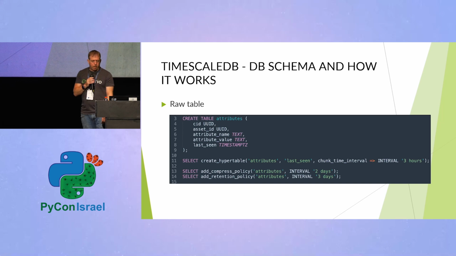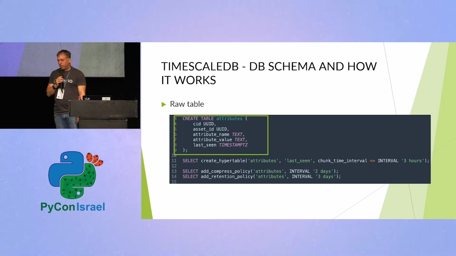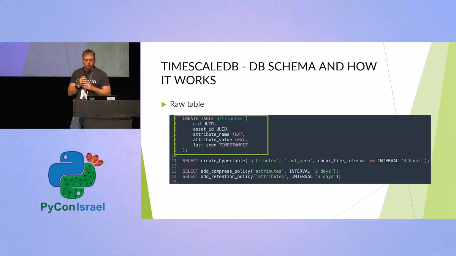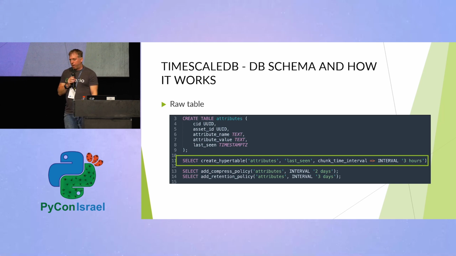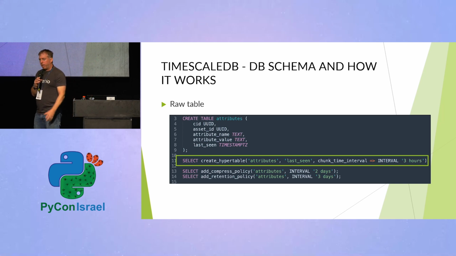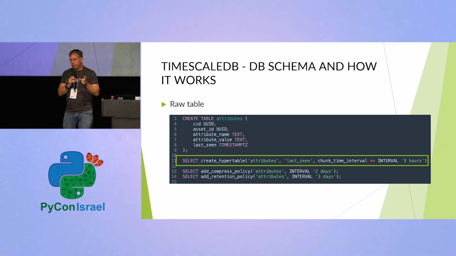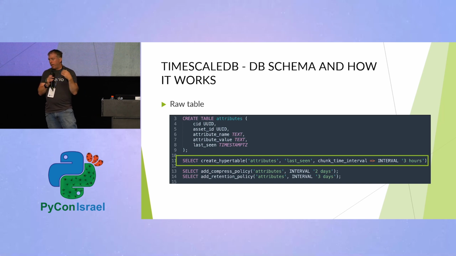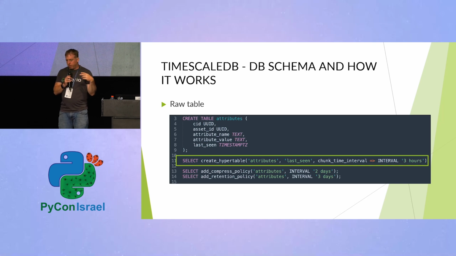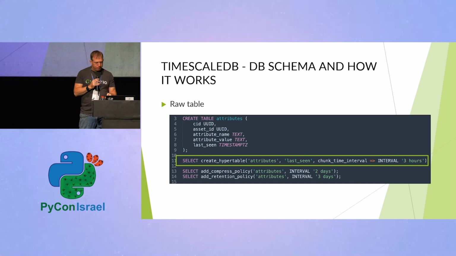So this is how a timescale database raw table looks like. First, you have the table definition itself. You have the specific fields, and then you create a hypertable. Hypertable is how you separate the data into partitions. So here we partition it according to customer and according to time. So each 3 hours you get a new partition, and then the database can work in parallel on multiple partitions when you query it. Okay, so this helps you get better performance from the same database.